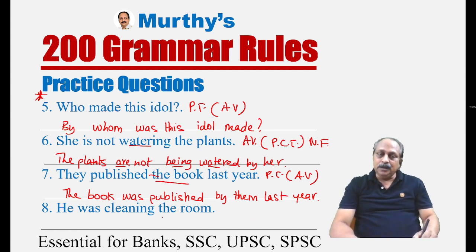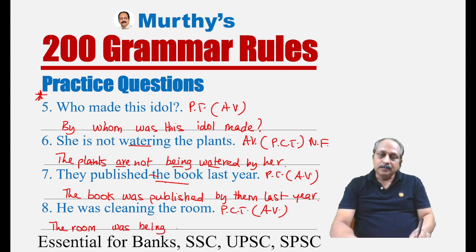He was cleaning the room. This is again past continuous tense, active voice. How does it change to passive voice? The room was being cleaned by him. He was cleaning the room. The room was being cleaned by him.